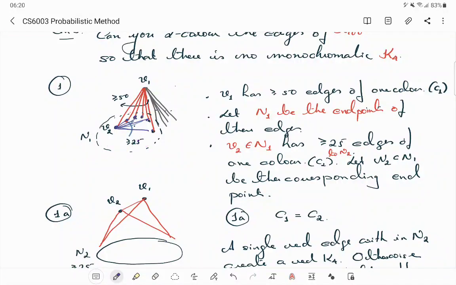N1 is of size 50, so there are 49 edges incident to V2, which means by the pigeonhole principle, at least 25 of them get the same color. So at least 25 edges from V2 to the remaining vertices in N1. That's important. Again, there's a small typo there: I should have said to the remaining vertices in N1.